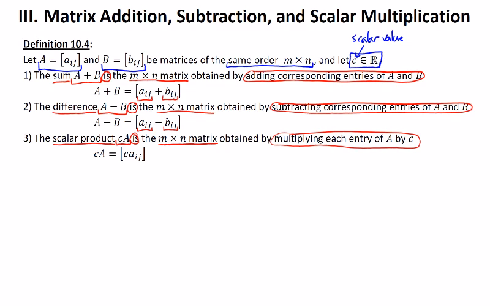So we will be able to do three operations with the matrices: a summation of two matrices, A plus B, the difference between two matrices, A minus B, and then the scalar product between a real number or a scalar value and a matrix.